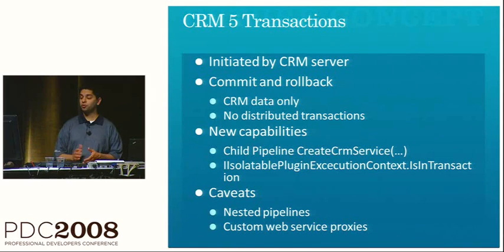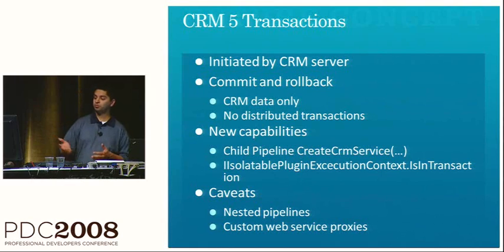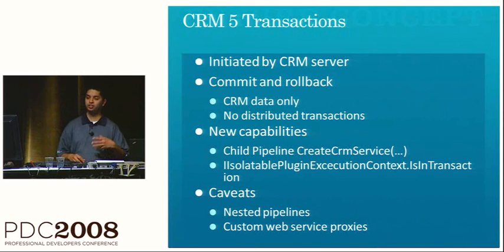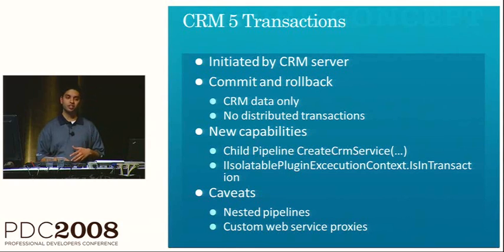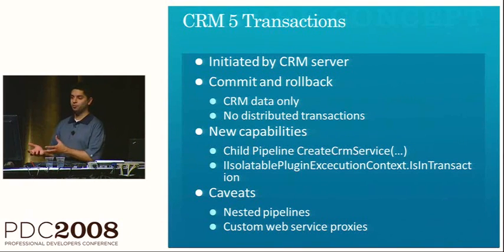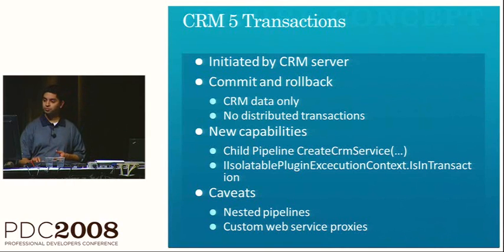Some of you that have written plugins in the past will recognize that there are some caveats to this with nested pipelines. So if you're supposed to run outside of the transaction, you might still get run inside a transaction based on what other plugins inside the transactions are doing. And custom web service proxies aren't going to pass the transaction context through to the CRM SDK. So you'll have to use the CRM service that's returned from the plugin execution context that we hand to you.